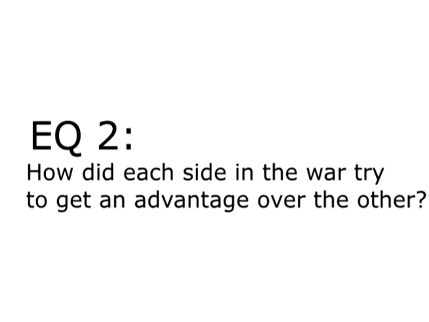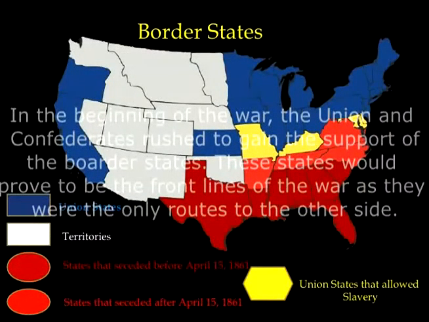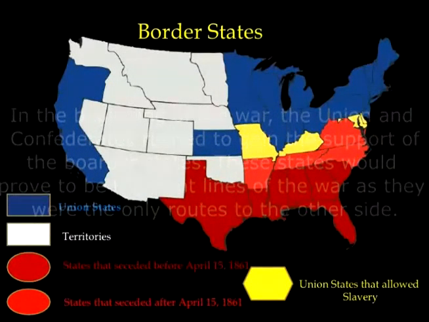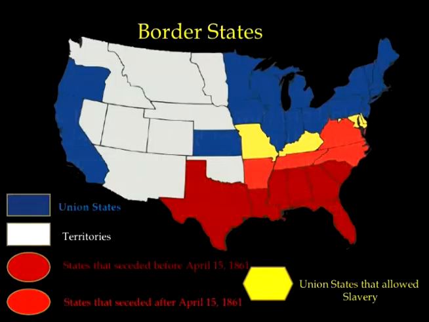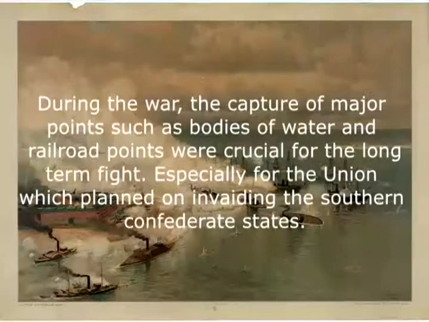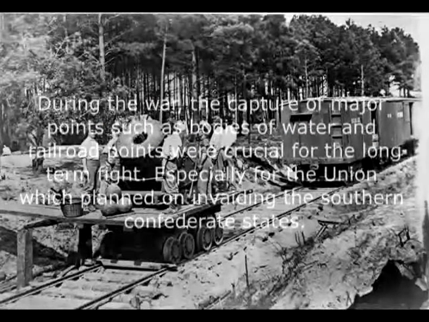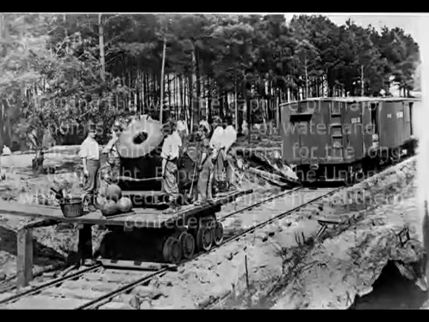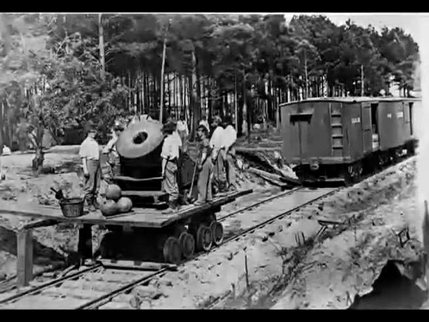EQ2. How did each side in the war try to gain an advantage over the other? In the beginning of the war, the Union and Confederates rushed to gain the support of the border states. These states would prove to be the front lines of war as they were the only routes to the other side. During the war, the capture of major points such as bodies of water and railroad points were crucial for the long-term fight, especially for the Union, which planned on invading the Southern Confederate States.